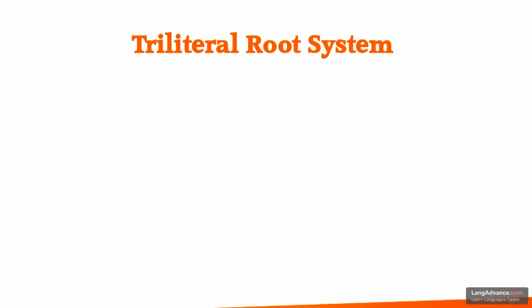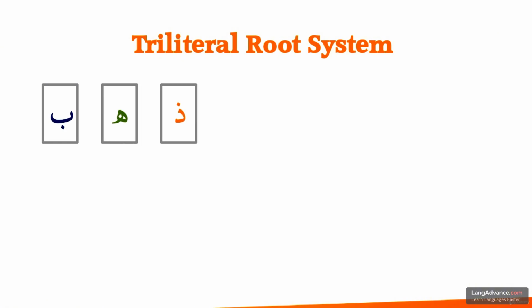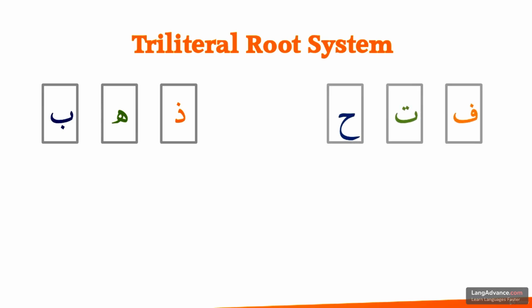To illustrate the triliteral root system, we'll take an example. We'll take 2 sets of 3 root letters and compare how they change with some morphological rule. One set of 3 letters will be Dal, Ha, and Ba. These are 3 root letters that we'll use. And we'll also compare with another set of 3 letters. It's Fa, Te, and Ha. We'll apply one morphological rule to these 2 sets of letters. And the rule is to add a certain vowel on each of the letters. And this vowel is called Fatha.